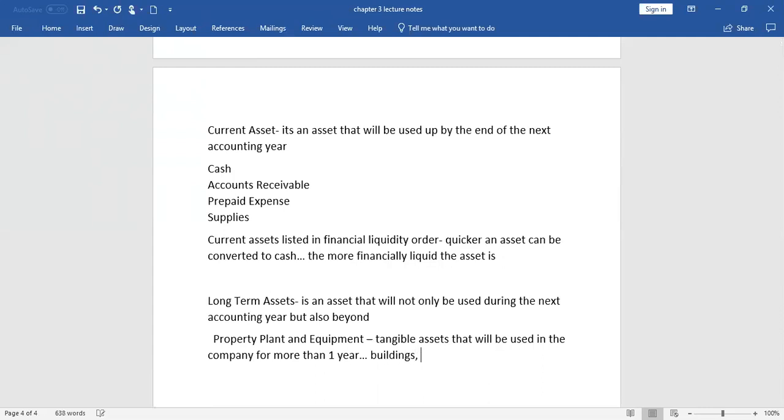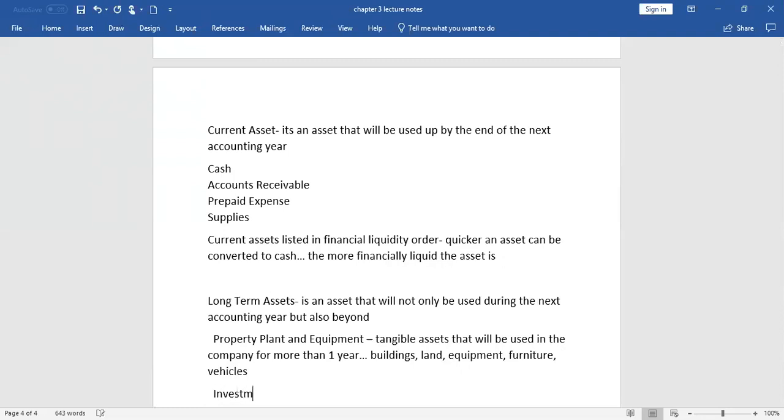Buildings. Land is one. Equipment. Furniture. Vehicles. Those are your typical property, plant, and equipment assets. So we'll show you how we report those on the balance sheet in a second. But I just want to tell you about the other two categories. We're going to learn about them. It's just not going to be till a little later in the semester.